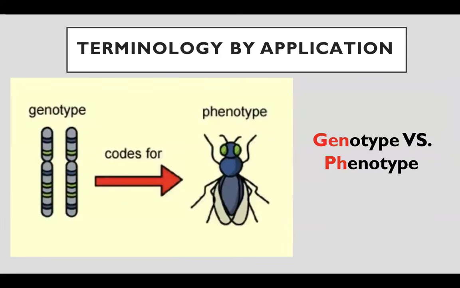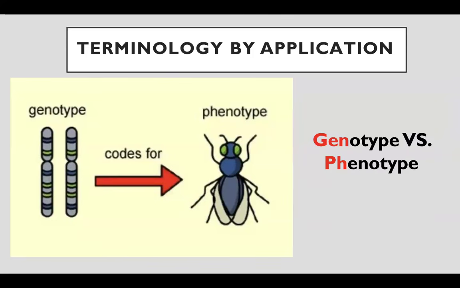So now genotype versus phenotype. Genotype is the genetic makeup of the actual individual. So when they ask for the genotype, they ask for the combination of alleles. Your phenotype is the physical expression of the individual. So what is actually physically seen. And organisms that have the same phenotype can have different genotypes.